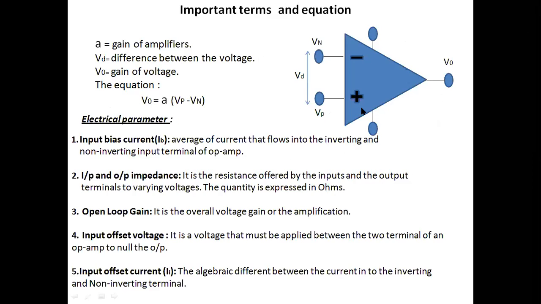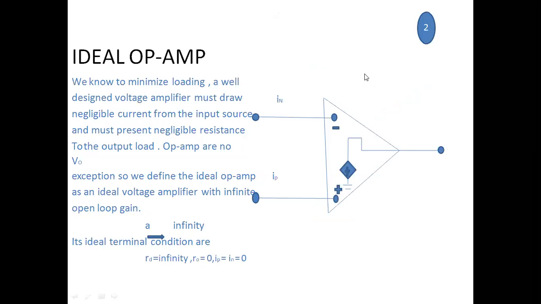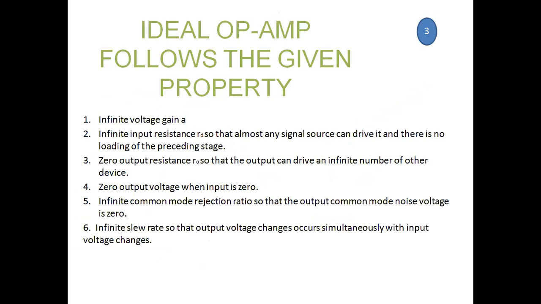Gain we can calculate as the ratio of output voltage to input voltage. So we get output voltage equal to gain times (Vp minus Vn). These are some parameters we use in the op-amp. Here we require an op-amp that is ideal. Its input resistance will be infinite, its output resistance will be zero, and its positive and negative input currents will be zero. It will require higher bandwidth. Its gain will be higher. So these are the characteristics and properties we require to use an op-amp as ideal.